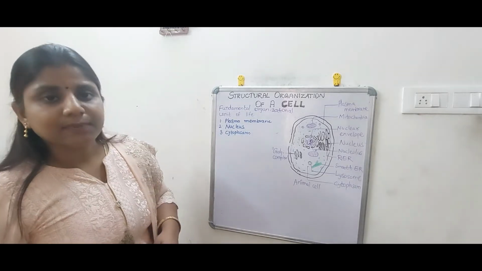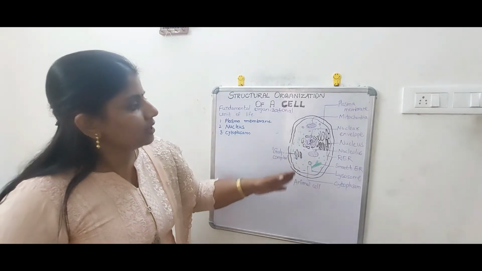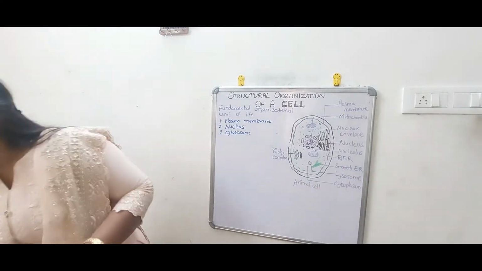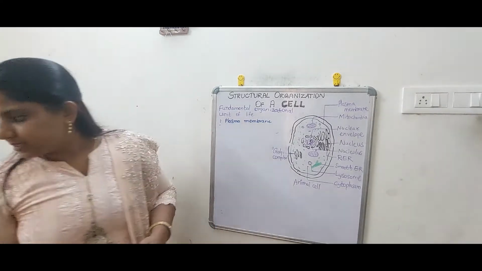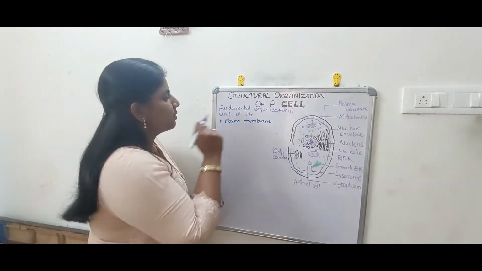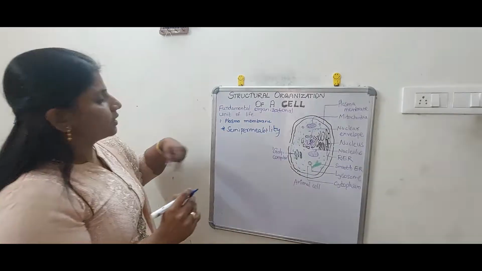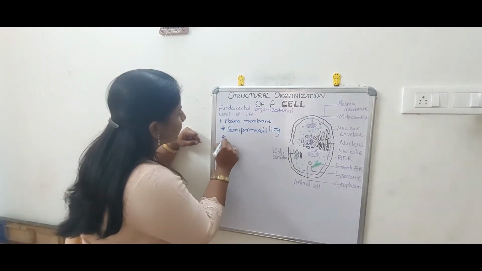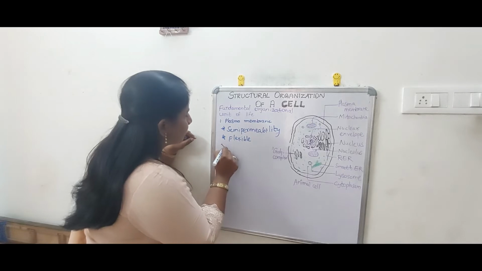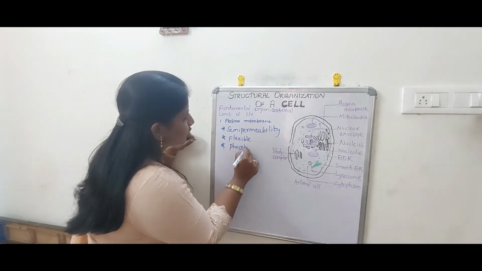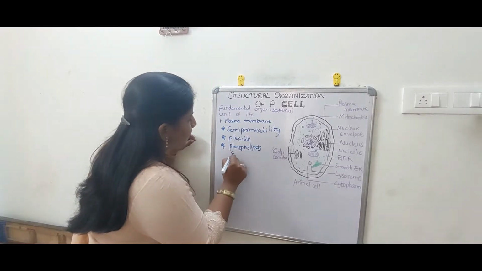To explain in detail, I have drawn one animal cell picture. So let us go into the plasma membrane. Plasma membrane has some important properties. It is semi-permeable in nature. The next property is that it is flexible, and another one is that it is made up of chemical structures called phospholipids and proteins.